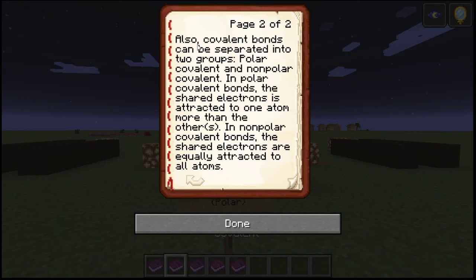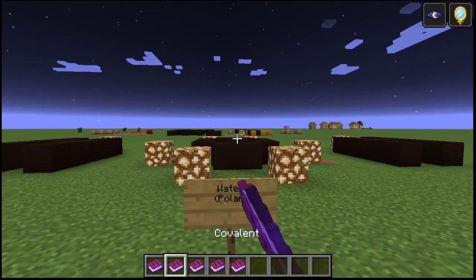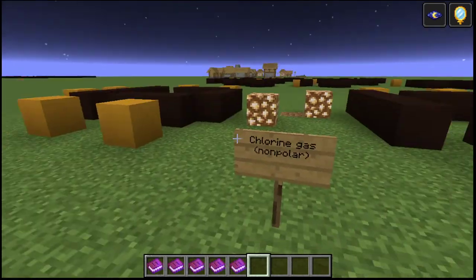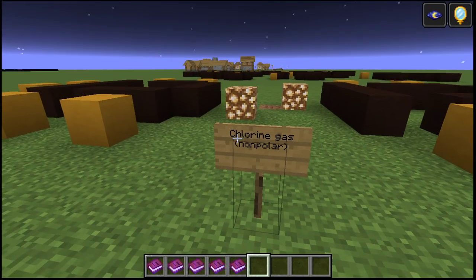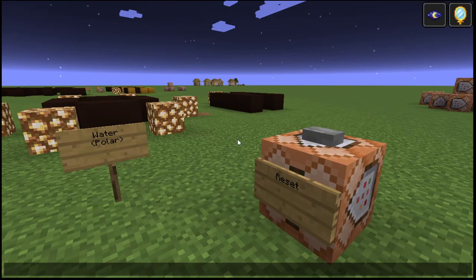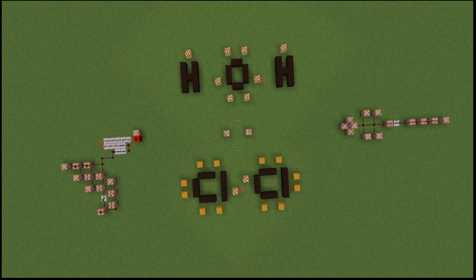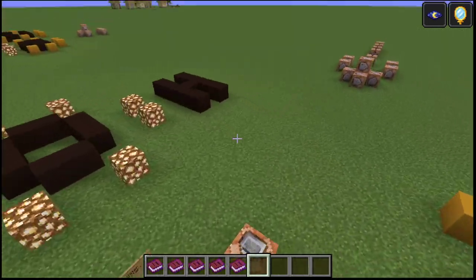In polar covalent bonds, the shared electrons are attracted to one atom more than others. In non-polar covalent bonds, the shared electrons are equally shared among all atoms. Here is water, which is polar, and chlorine gas, which is non-polar. And here's an example again.